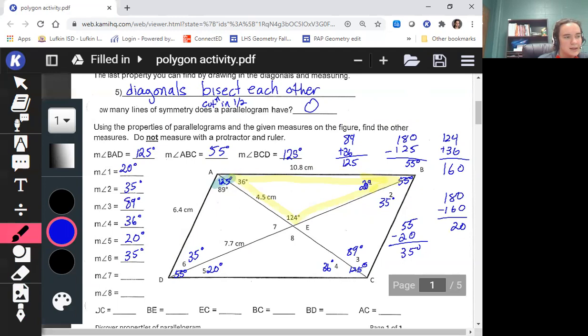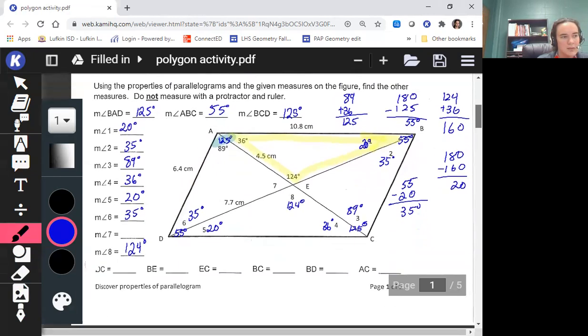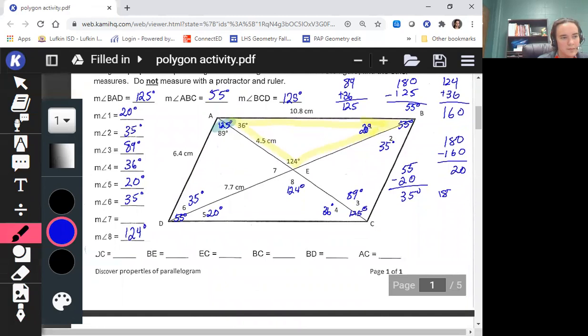Then I know that angle 8 is a vertical angle with 124. So angle 8 is 124 degrees. And then I know that angle 7 and angle 8 are supplementary, meaning they add up to 180 degrees. So I can subtract 180 minus 124 and get angle 7. That's 56 degrees for angle 7.